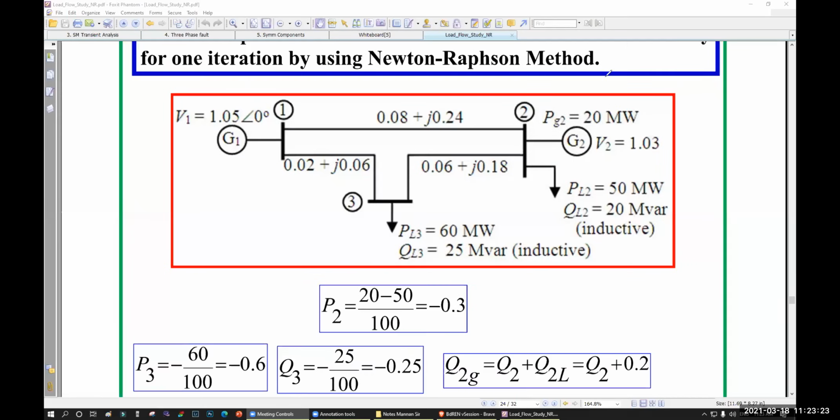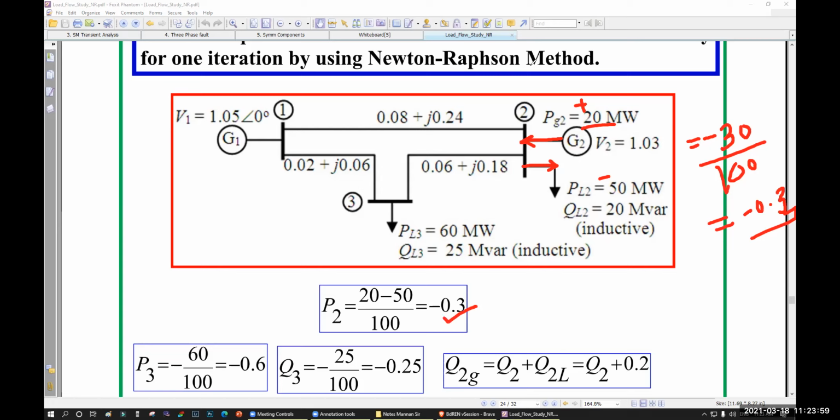Here again, PG2 is the power that is added, because it's a generator, and PL2 is the load, which is subtracted. So what will the combination be? 20 is added, 50 is subtracted. So if I combine the two, it is minus 30. Plus 20 minus 50 is equal to minus 30. That is the real power at bus number 2. If you divide it by 100, it will be minus 0.3.